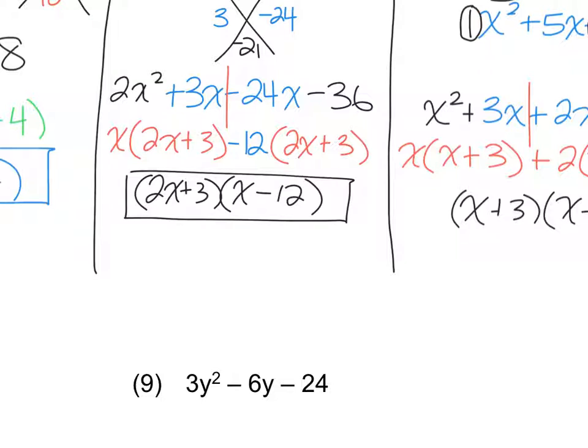I like to use, it's not going to look much like a rainbow, but I call it the rainbow technique. I don't think I'm the only one that calls it that, but I try to use different colors to make it look rainbow-like. If I take the outer terms and multiply them together, the 2x and the negative 12, what would I get?